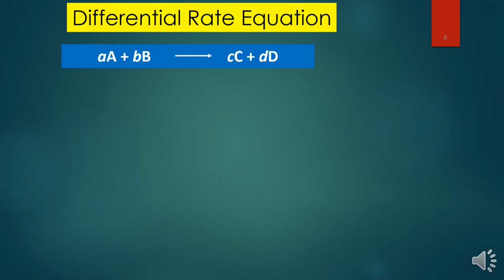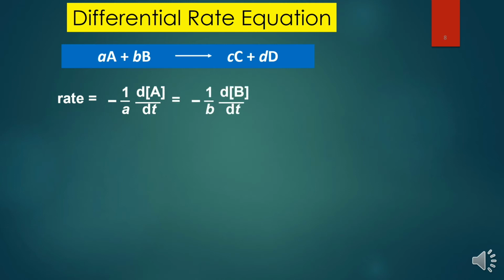So based on the equation above, how can we write the differential rate equation? Rate is equal to negative 1 over a, change of concentration A over time, equal to negative 1 over b, change of concentration B over time, equal to positive 1 over c, change of concentration C over time, and also equal to positive 1 over d, change of concentration D over change of time.